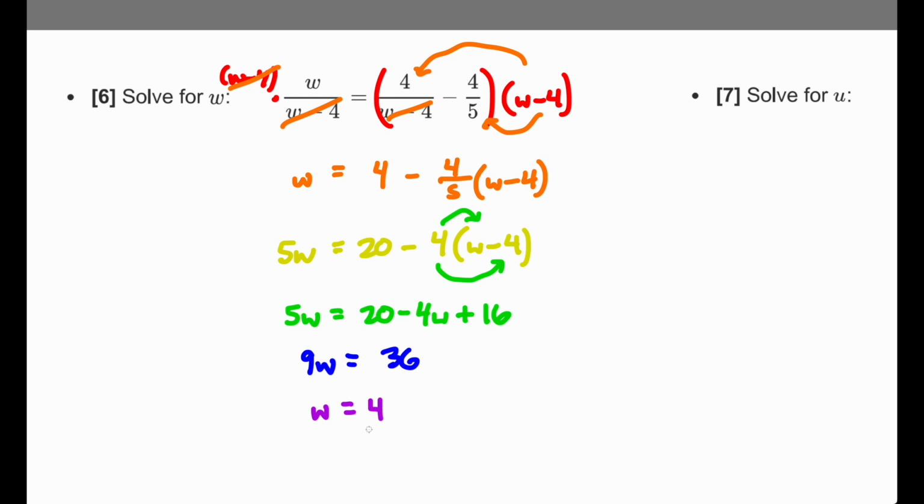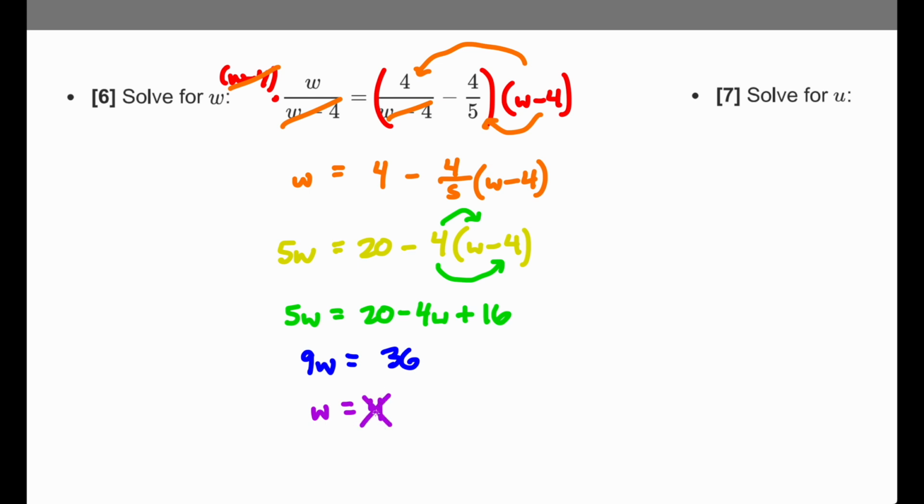Again, every time you get an answer, check. Will w minus 4 yield a division by 0 in the original problem? And if you actually look, it would, because if I plug in 4 here, 4 minus 4 is 0, we're dividing by 0. Also here, where it's 4 minus 4 divided by 0. Therefore, 4 cannot be a solution.